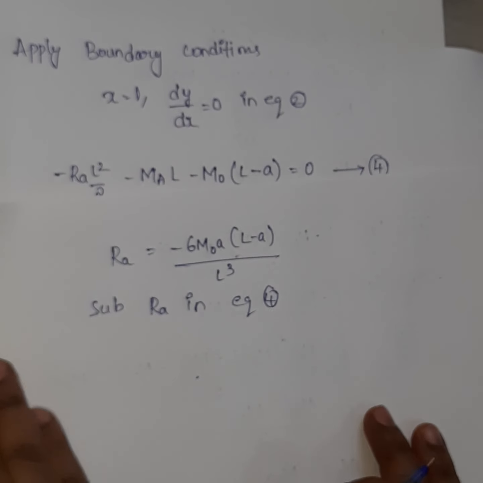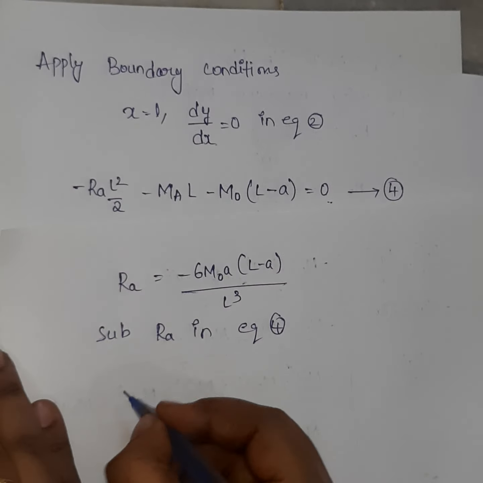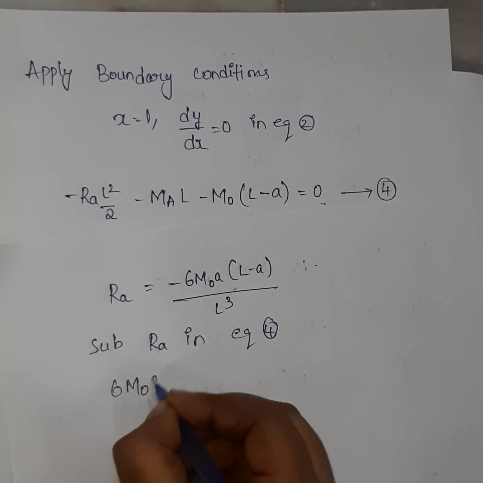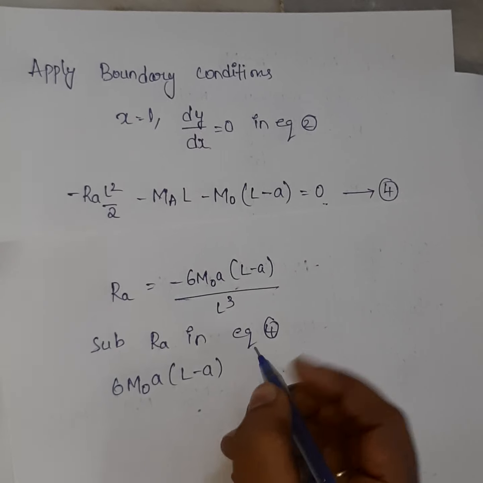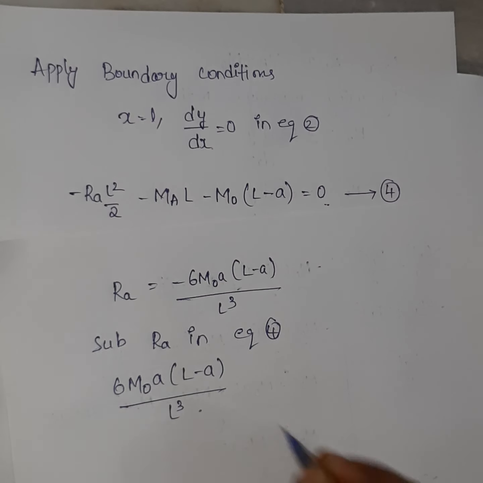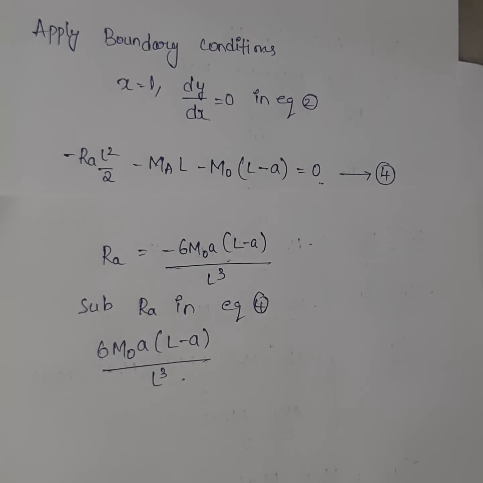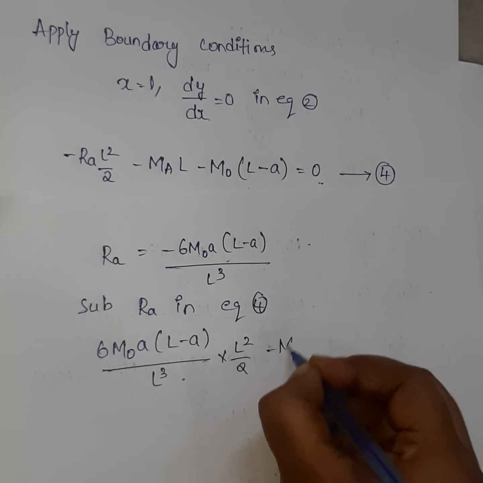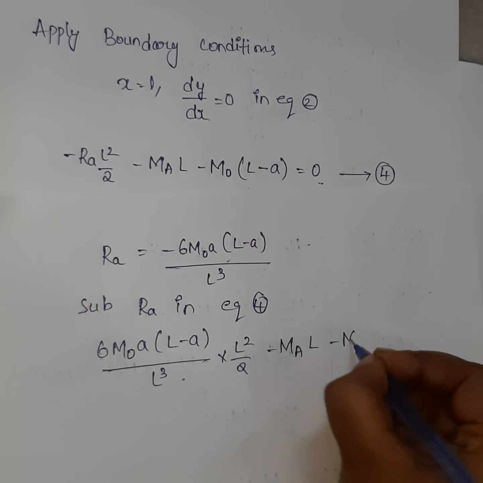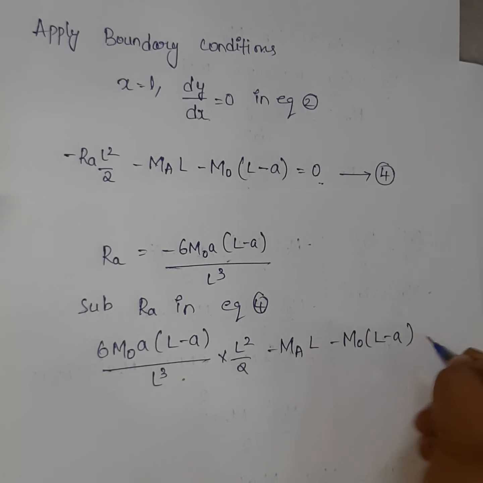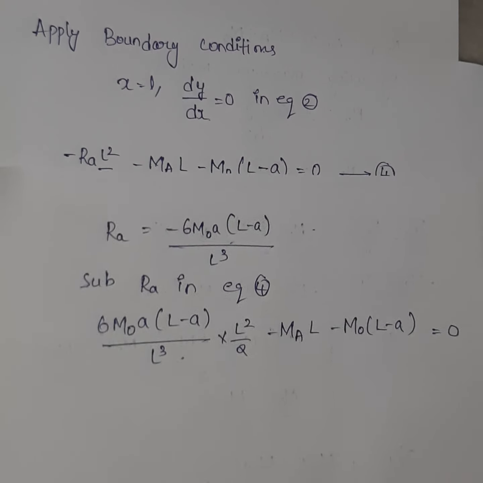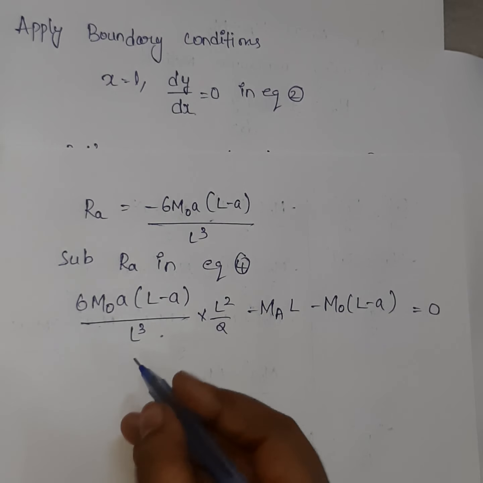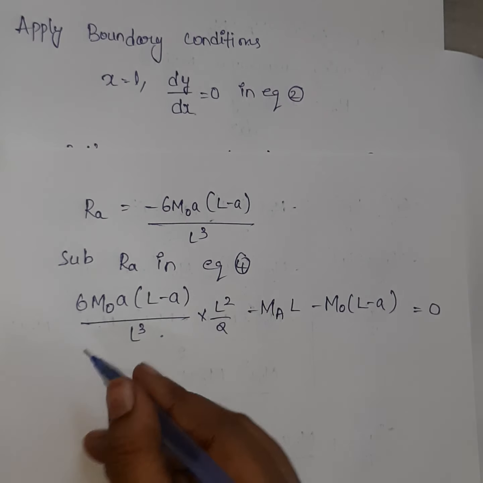So how will it be? Minus into minus is plus. So you will get the value as 6 m naught a into L minus a divided by L cube, into L square by 2, minus ma L, minus m naught into L minus a is equal to 0. Okay, so I need to calculate the ma value, the fixed end moment. So for that I am writing like this.